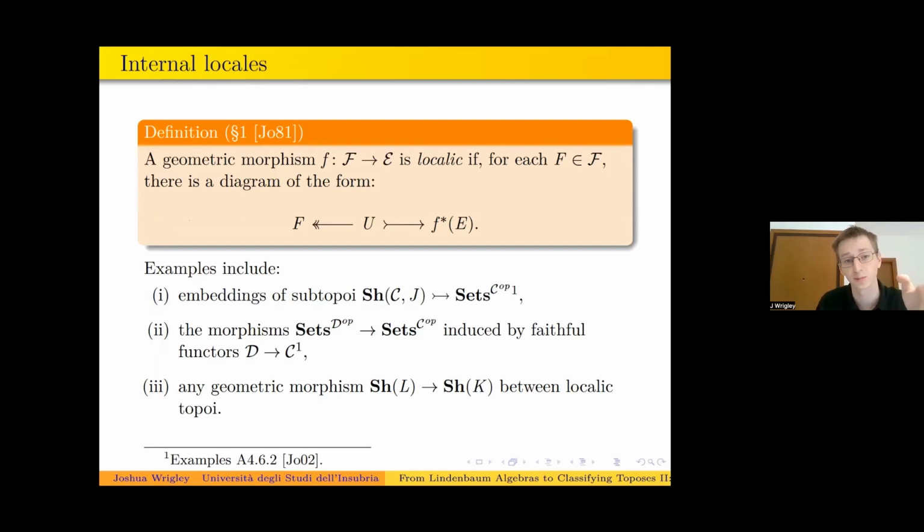So let's do a quick recap of some results from topos theory. A geometric morphism, which is the type of morphism we consider in topos theory, between two toposes F and E is said to be localic if for any object in our domain topos, there's a diagram of this form where we've got U covering F, where U is a subobject of something in the inverse image. Some classic examples of localic geometric morphisms include subtoposes: embeddings of subtoposes are always localic. Any geometric morphism induced by a faithful functor is also localic, and any geometric morphism between two localic toposes is also localic.